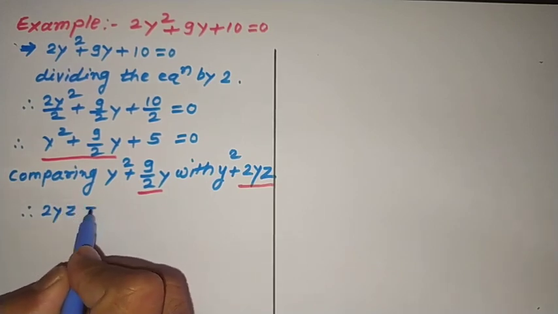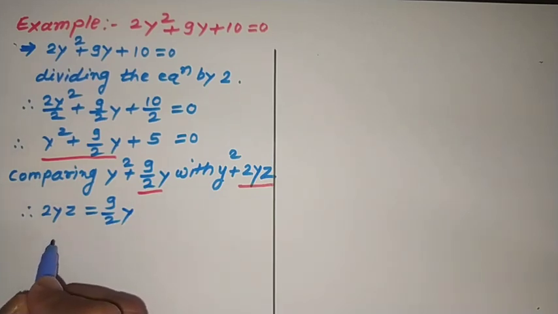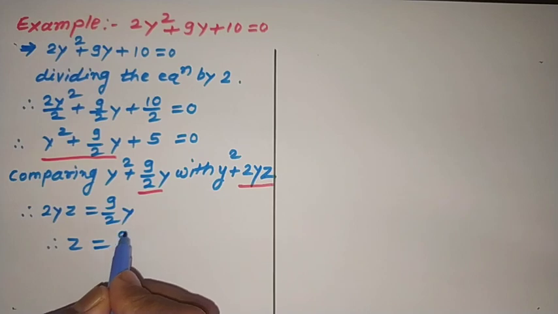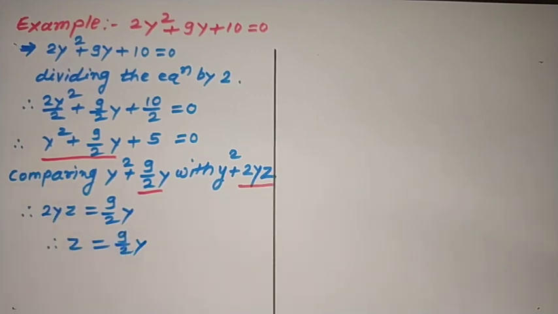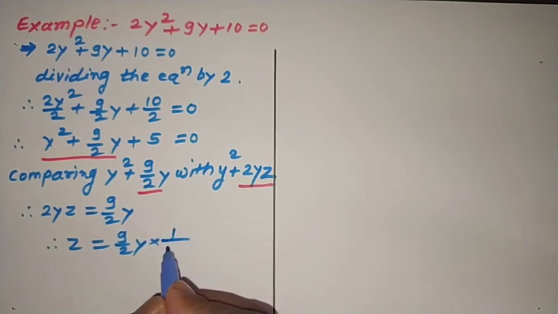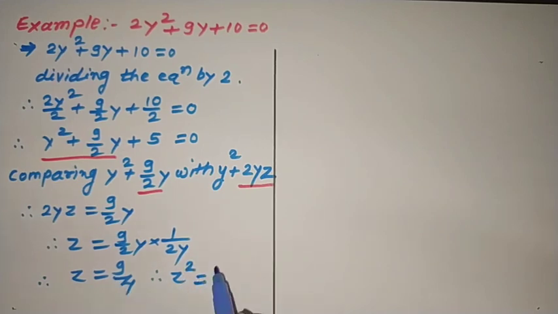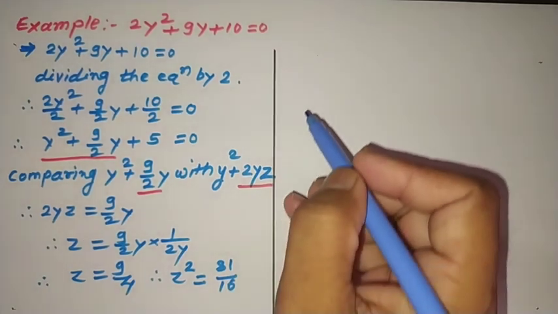Comparing 9 upon 2y to 2yz, therefore 2yz is equal to 9 upon 2y, z is equal to 9 upon 2y into 1 upon 2y, y cancelling, z is equal to 9 upon 4 and therefore z square is equal to the square of 9 is 81 and the square of 4 is 16.